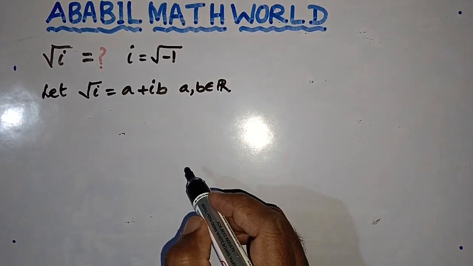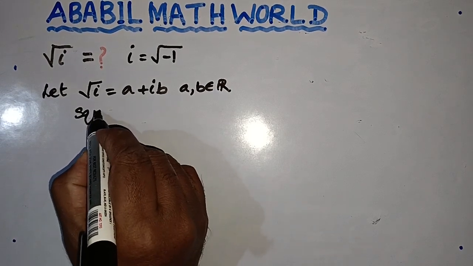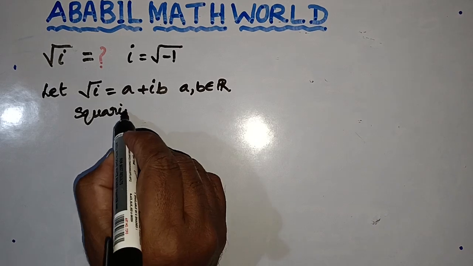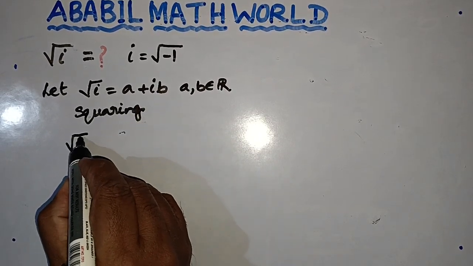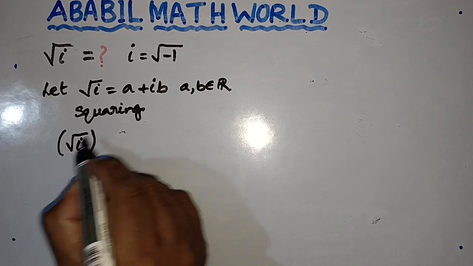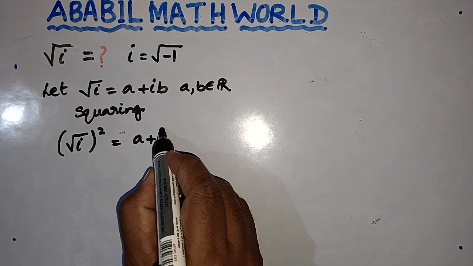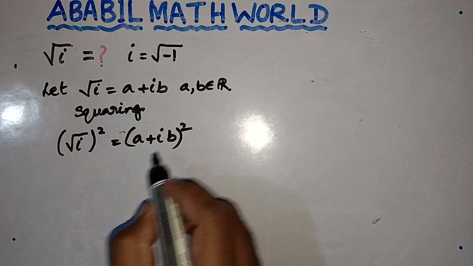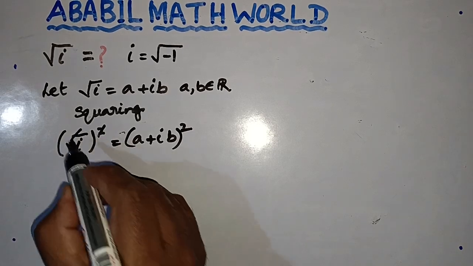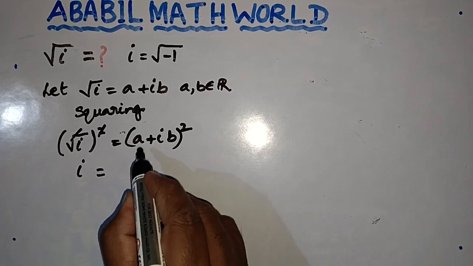To remove this square root, squaring on both sides, we will get root i whole square is equal to a plus ib whole square. So here you can cancel root and root. So we get i is equal to this.